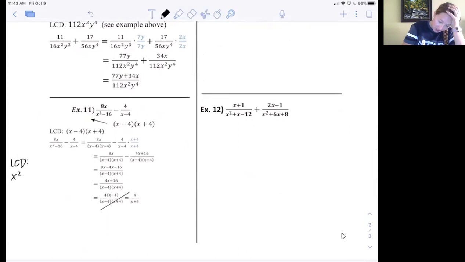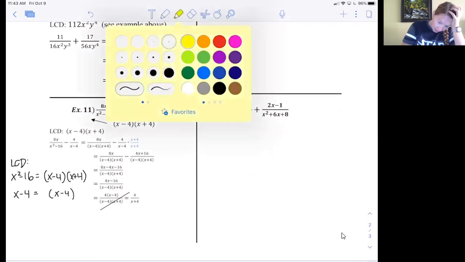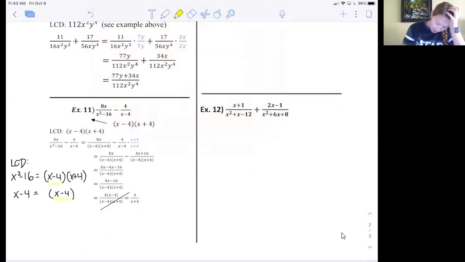So x squared minus 16 equals x minus 4, x plus 4. And then x minus 4, I can't simplify it anymore, so I'm just going to write it as x minus 4. So again, I'm going to see, what do they have in common? They have an x minus 4 and an x minus 4. So my LCD is going to be x minus 4. And then what's different? What do they not have? That x plus 4. Okay, so that's going to be my LCD.